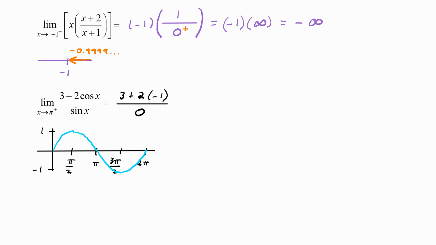Now, as we are approaching pi coming in from the right, that means we are on this part of the graph because we have to be coming into pi from the right. Well, you can see that the y value is approaching 0, but it's coming in through negative numbers. So this denominator is 0 minus. Now this is equal to 3 minus 2 in the numerator, which is 1, over 0 minus, and this is going to go to -infinity.